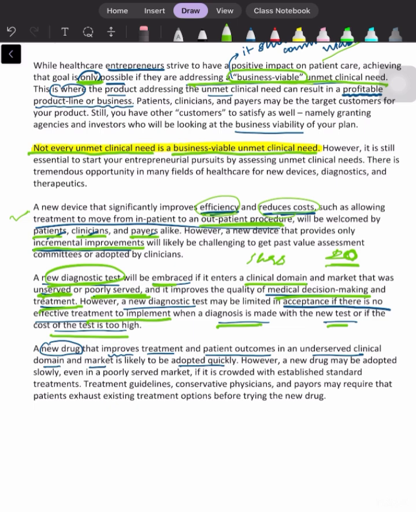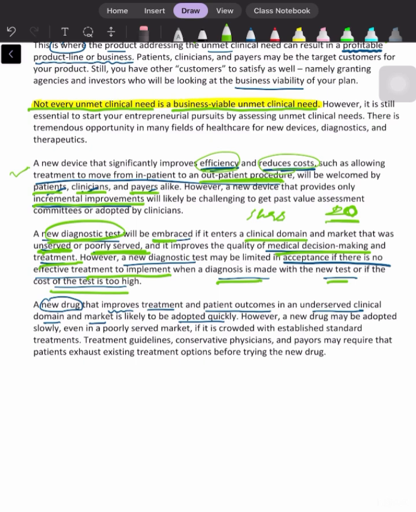So that's what they discussed here: even though you might have a good diagnostic test plan, if the area doesn't have good treatments to follow it up, or the cost of the test is too high, it's not going to work out, even though it's a pioneer in that area or country or field. Now, they said that you can also bring a new drug that improves the treatment and patient outcome in an underserved clinical domain, and it is likely to be adopted quickly by the market.